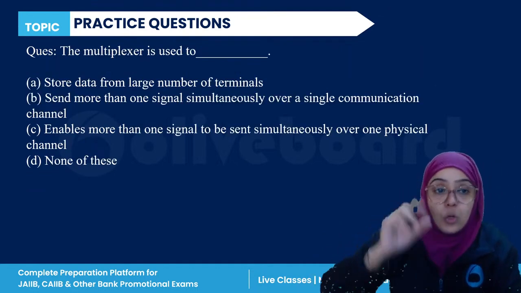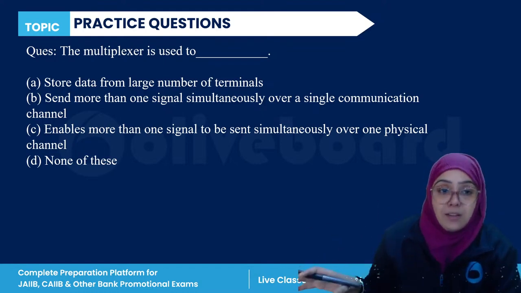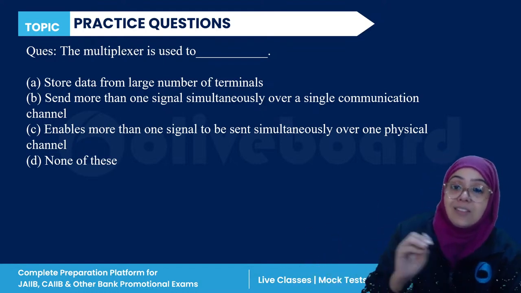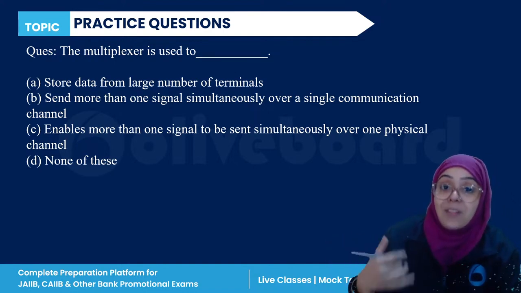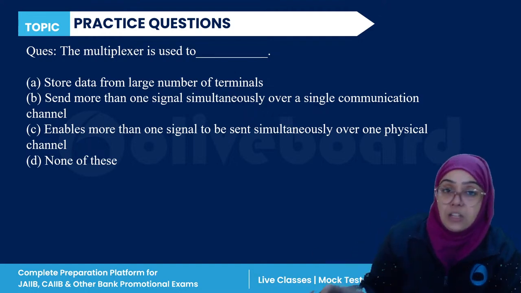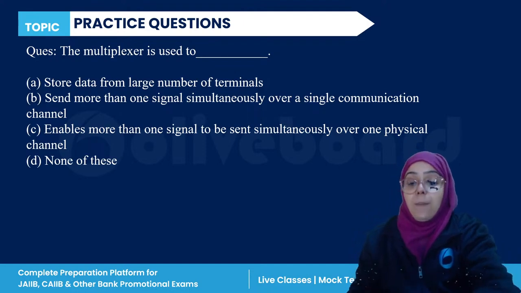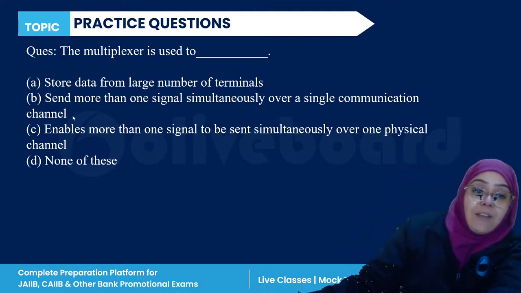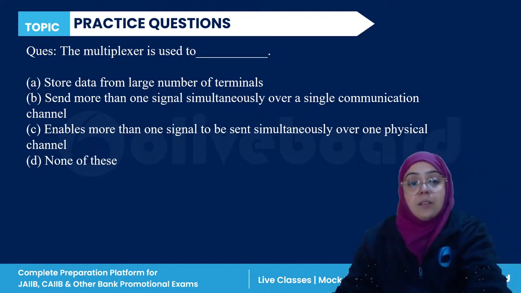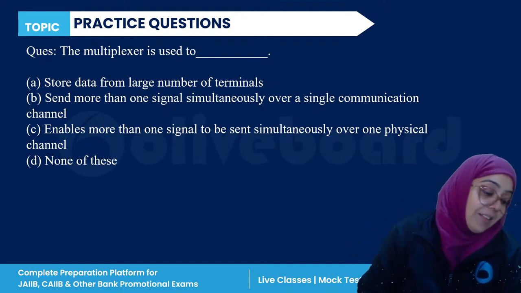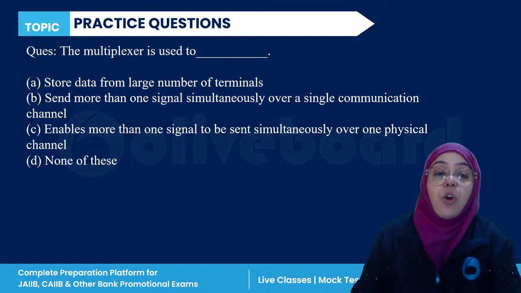Next, multiplexer is used for what? Store data from a large number of terminals, send more than one signal simultaneously over the single communication channel, enable more than one signal to be sent simultaneously over one physical channel, or none of the above. The multiplexer is used for what? Everyone please answer this question.